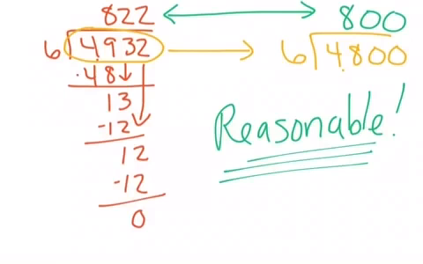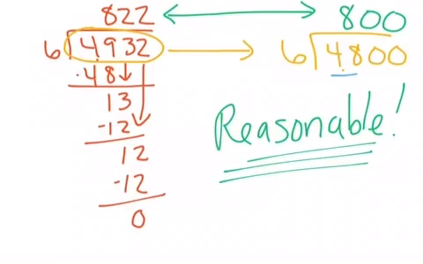So instead of rounding the 822, I'm actually going to change the 4,932, the dividend. And like I said before, last slide, I saw that 49 was really close to 48. So I just changed that to 4,800. They should definitely be able to do 4,800 divided by 6 in their head. This is definitely mental math by now.